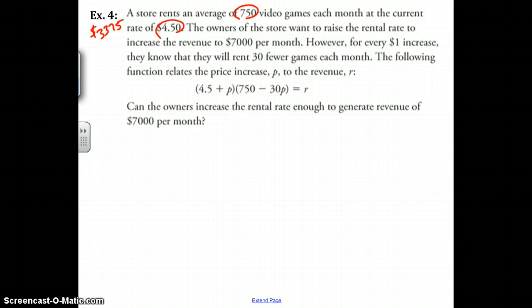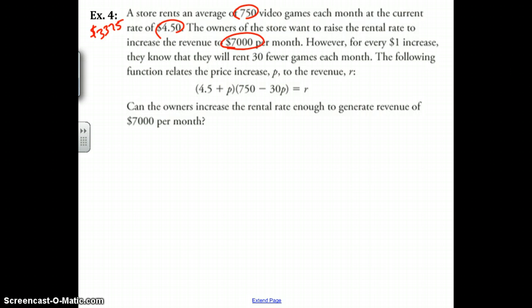They want to raise the rate so that they can make $7,000 per month. So they want to double the amount of money they're making by just jacking up the price. But for every dollar increase in price, they're going to rent fewer games. They'll rent 30 fewer games for every dollar they increase the price. So for example, if they raise the price to $5.50, they're going to rent 720 games. In that case, 720 times 5.50, they would make a little more money, almost $4,960.